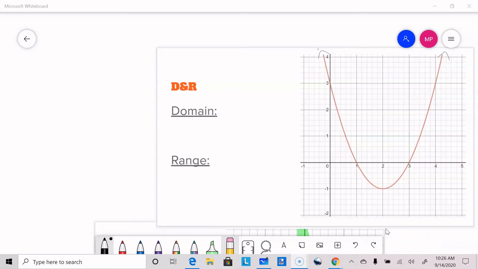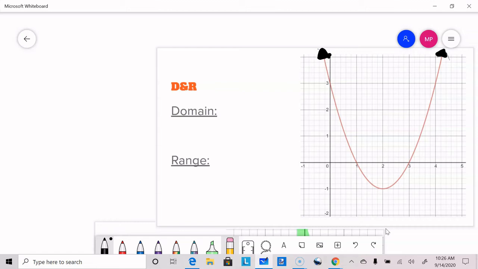So this is going to be our next example of finding all the attributes. And just like with the last one, I split it up into 3 sections: domain and range, x and y intercepts, and vertex, minimum, maximum. Now with this domain and range, it's a little bit different just because we have these arrows at the end of our graph, both ends actually.